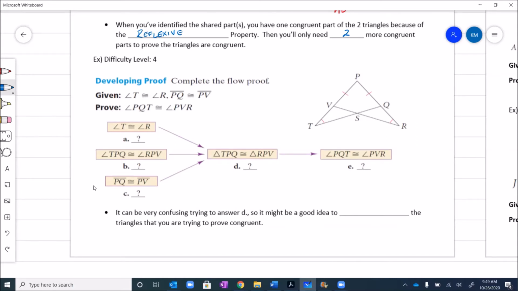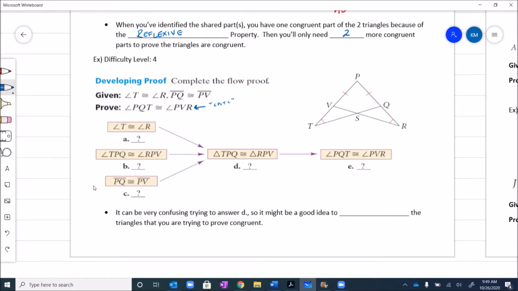So some given information, they tell us that angle T is congruent to angle R and PQ is congruent to PV. And then they ask us to prove that angle PQT is congruent to angle PVR. So here we go with this prove. They're not asking us to prove that two triangles are congruent, but two parts of triangles are congruent. So typically, that's a hint that we probably will need to use CPCTC. Okay, corresponding parts of congruent triangles are congruent.